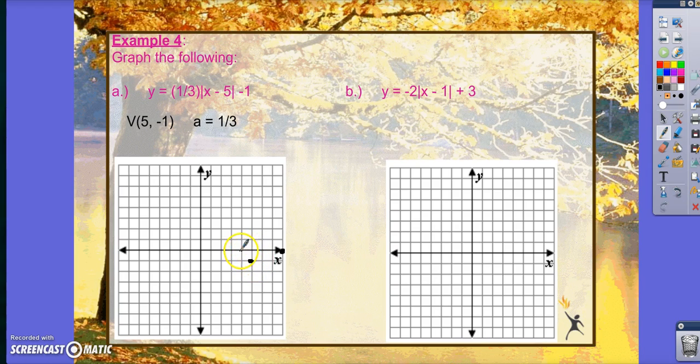Up 1, left 3. Make sure you have a V graph. A common mistake I see a lot of times is people just graph a regular line, which I don't really understand how it's an absolute value graph, but I've seen it before. So make sure it's a V, and you do sort of like the mirror image points on the left-hand side.